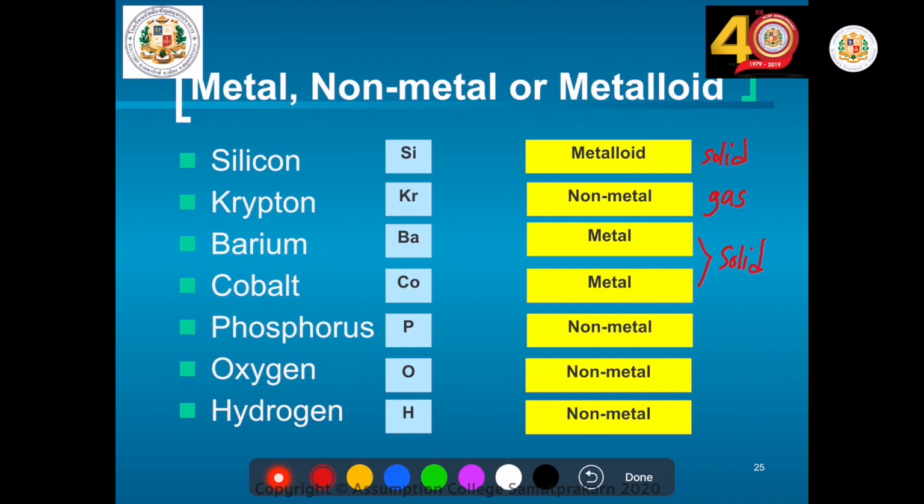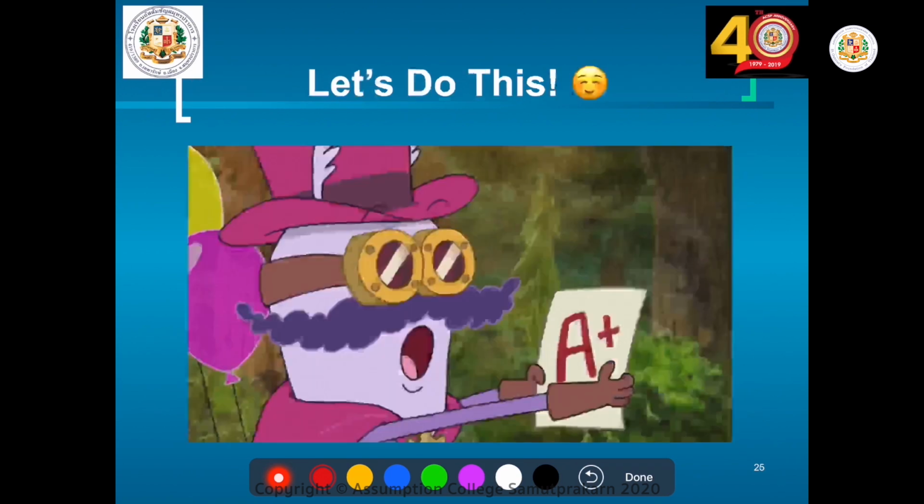Phosphorus, on the other hand, is? It's non-metal, but remember, non-metal could be solid, liquid, or gas. So, what now is phosphorus? Very good. Phosphorus is solid. Oxygen is? Right, it's gas. And lastly, hydrogen, which is a non-metal, is? Very good, it is gas.